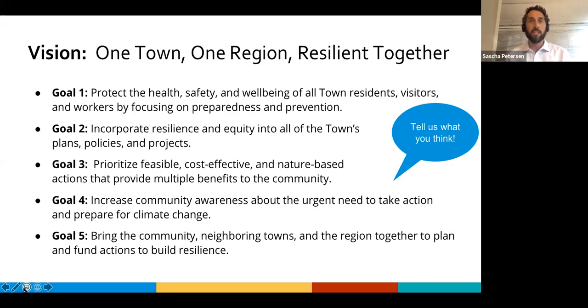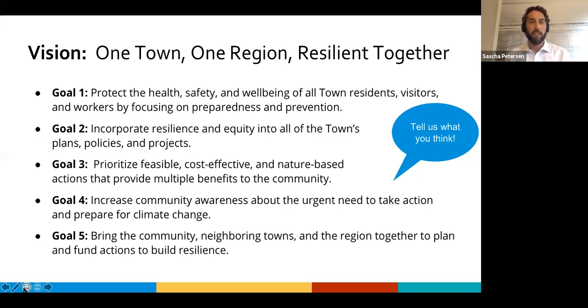The second goal is incorporating resilience and equity into the town's plans, policies, and projects so that the town begins to mainstream actions to build resilience into ongoing efforts. So it's not a standalone effort, but something that can inform ongoing efforts throughout the community. Goal 3 is prioritizing feasible, cost-effective, nature-based actions that provide multiple benefits. So it's not just preparing for a single extreme weather event, but it's designing investments into the community that can be used on a day-to-day basis, enhance the quality of life, and meet those other needs for the community as well.